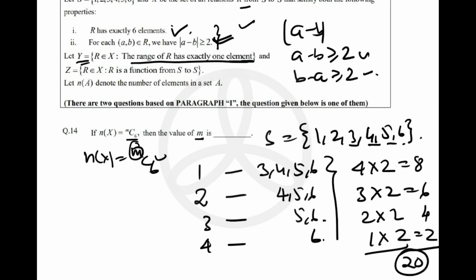This is a total number of 20. The total number of possibilities m will actually be 20. Our answer will be 20, which will be the correct answer. So let us move to the next question.